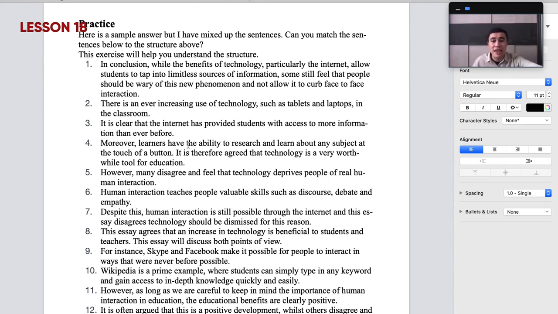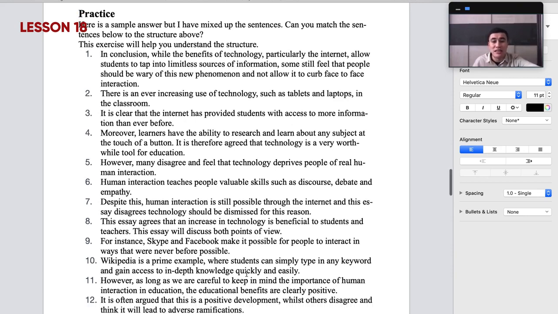For instance, Skype and Facebook make it possible for people to interact in ways that were never before possible. Wikipedia is a prime example where students can simply type in any keyword and gain access to in-depth knowledge quickly and easily. However, as long as we are careful to keep in mind the importance of human interaction in education, the educational benefits are clearly positive. It is often argued that this is a positive development, whilst others disagree and think it will lead to adverse ramifications. So here we have 12 sentences, and I do want you to pause the video here and analyze each sentence carefully and try to construct an essay on your own.